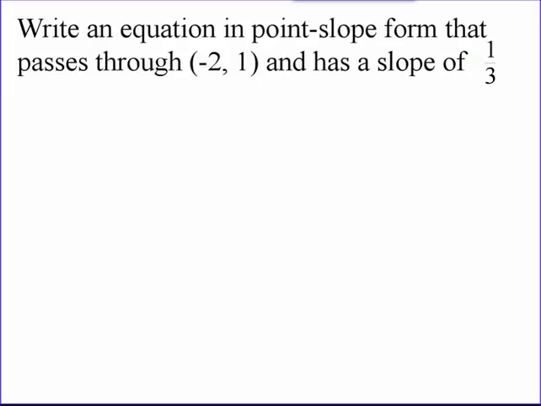Let's look at another one. Write an equation in point slope form that passes through (-2, 1) and has a slope of 1/3. I want you to try this one for me, based on what we looked at on the previous problem.